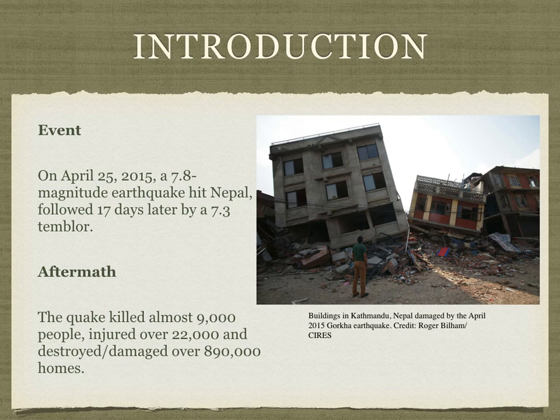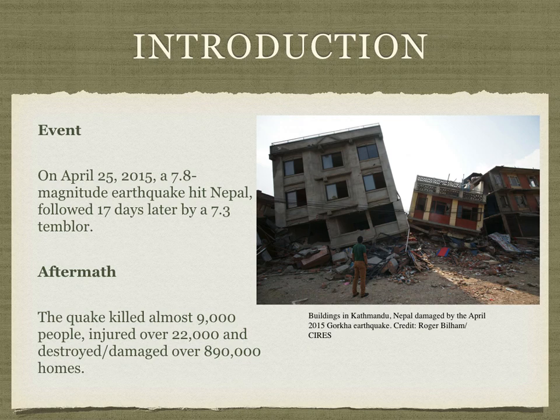So to give a brief overview about it again, on April 25th, 2015, a 7.8 magnitude earthquake struck Nepal, followed by a 7.3 trembler 17 days later. It was the worst natural disaster to hit the country since the 8.0 magnitude earthquake that occurred in 1934.